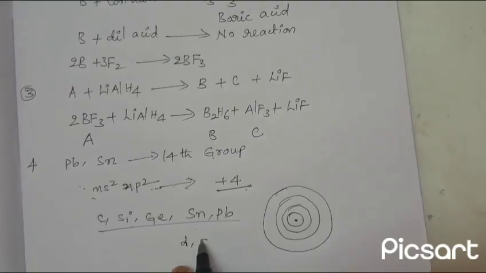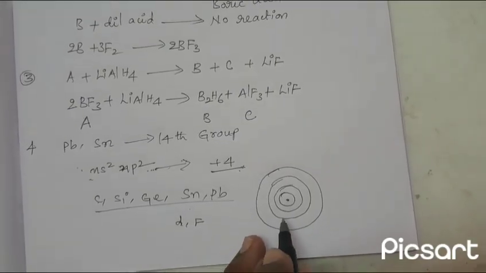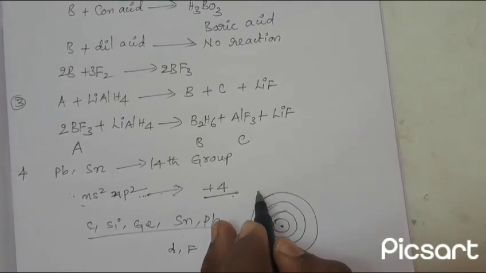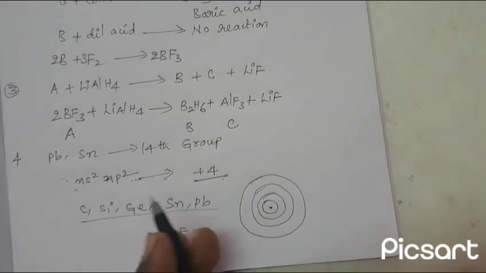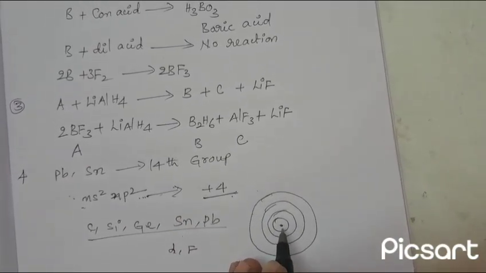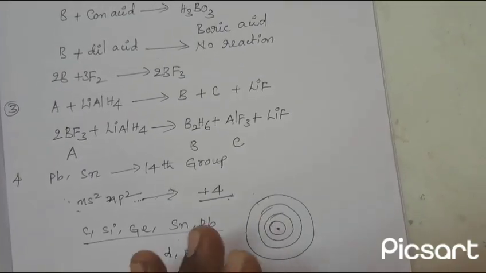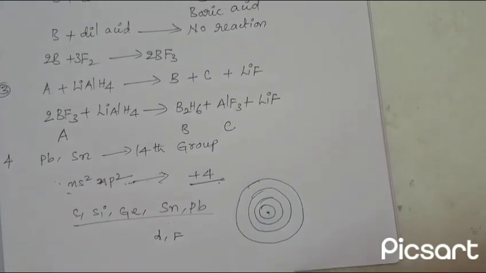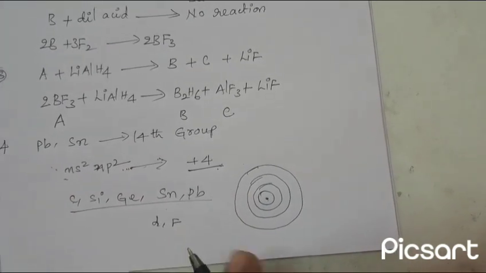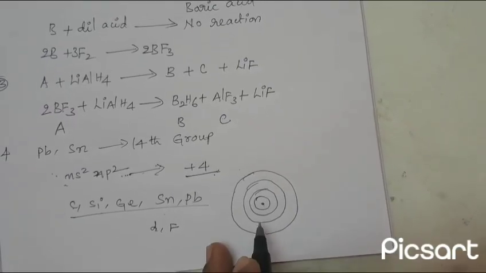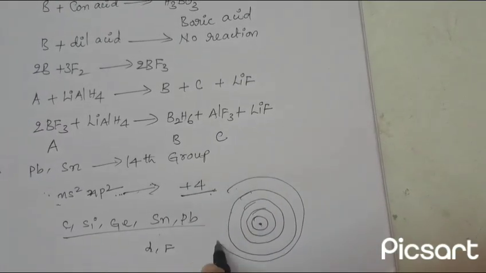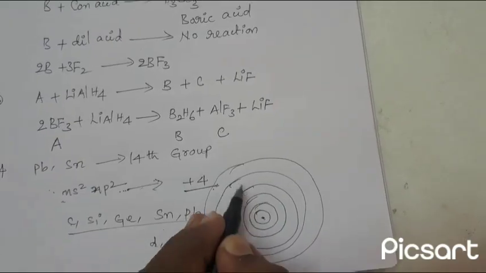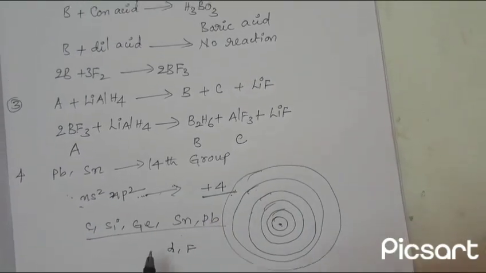There are d orbitals and f orbitals also present in lead. Because of the poor shielding, what is meant by poor shielding? The outermost shell from the nucleus is not covered properly, so that is called poor shielding. If it is covered fully, that is called shielding. So because of the poor shielding, what happens? The outermost electrons are attracted by the nucleus.